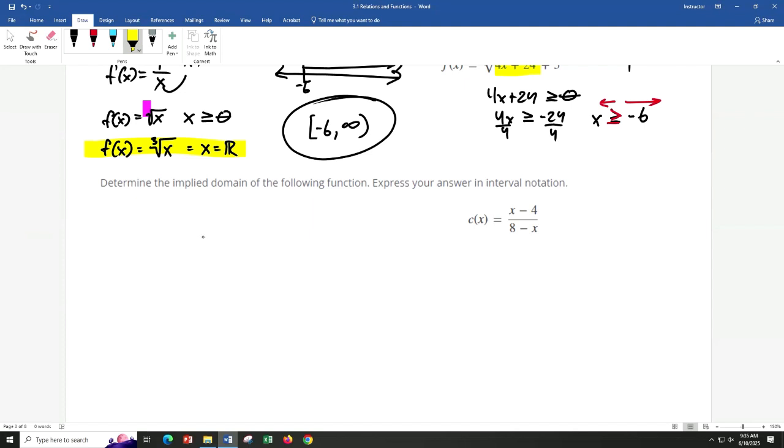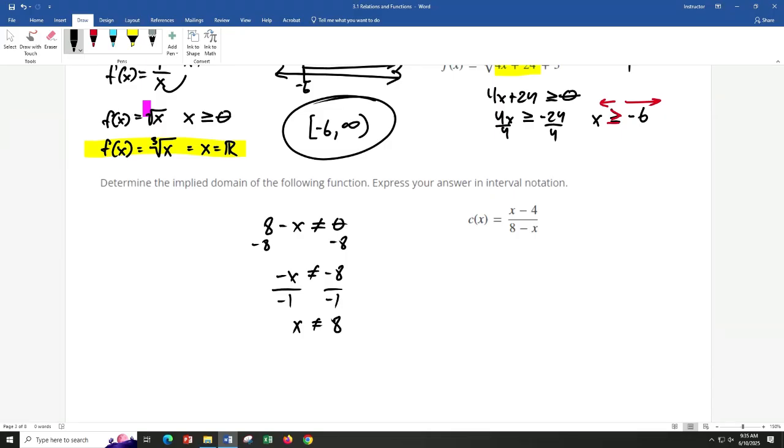You have 8 minus x cannot equal 0. Well, how about we subtract 8? I get -x cannot equal -8. And then divide by -1. And then I get x cannot equal what? 8. Exactly. But that's not your answer, is it? How would you write that in interval notation though? Now think about it. Think hard. X cannot equal 8. There you go.